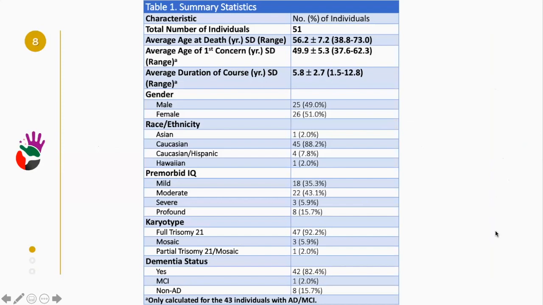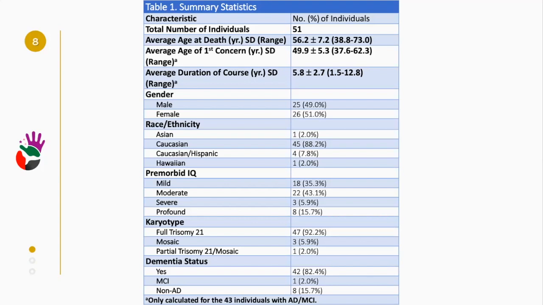Looking at our sample, I wanted to describe some of its characteristics. I'm not going to go into everything on this table, but I do want to point out some things of interest for us. So the average age at death for our participants was about 56 years old. And the average age of first concern, which is basically when they first started showing signs of having Alzheimer's, was about 50. So the duration between those two time periods, when they first started showing some signs and their age of death, was about 6 years. So that was our duration, of course. That's how we defined that.